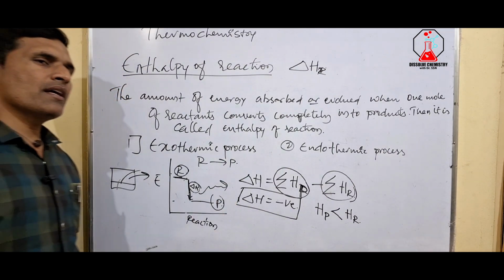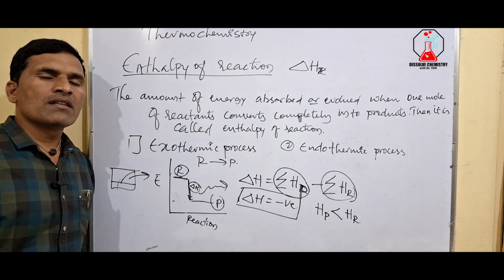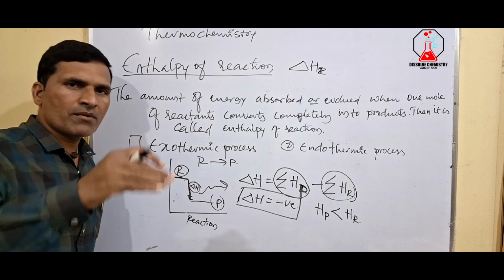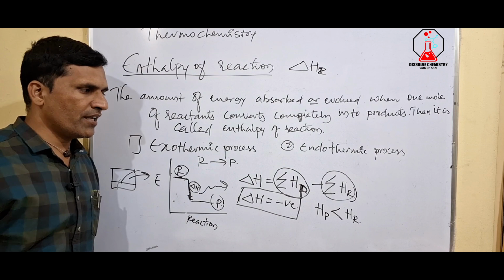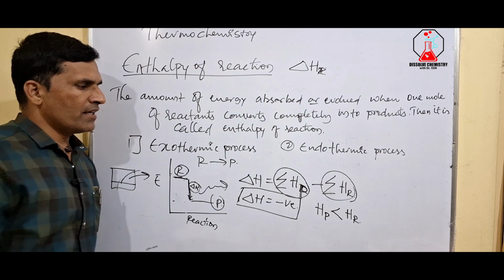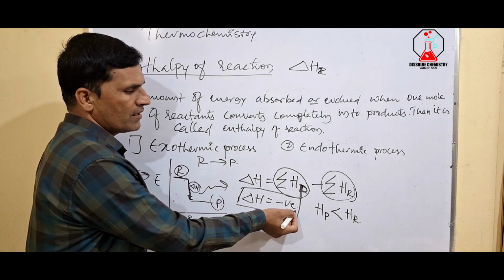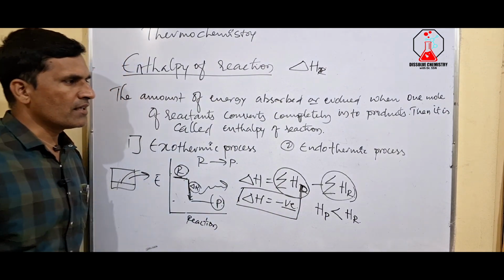So therefore, during an exothermic process, heat is given out by the process. Exo means out. The energy is given out in the form of heat to the surroundings, and that is represented by the negative sign. Okay.